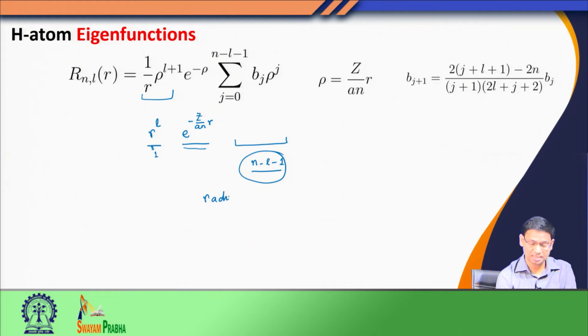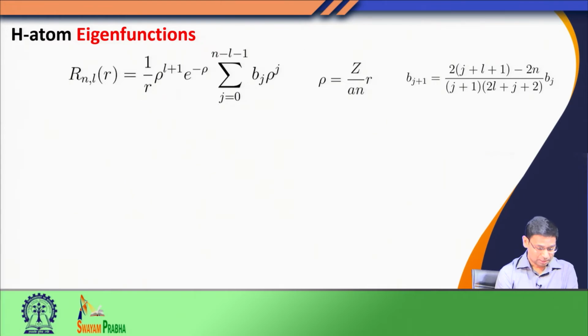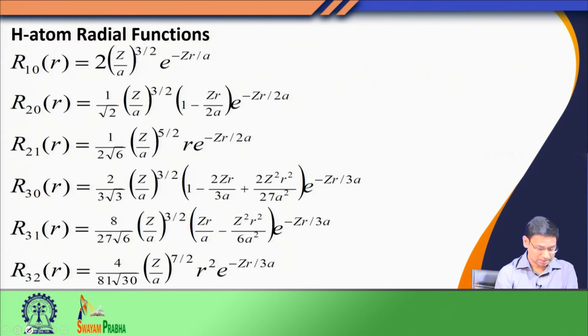So, we see that from this series expansion, I am expecting n minus l minus 1 number of radial nodes in my orbitals. What we show here is the functional form of hydrogen atom's radial functions.